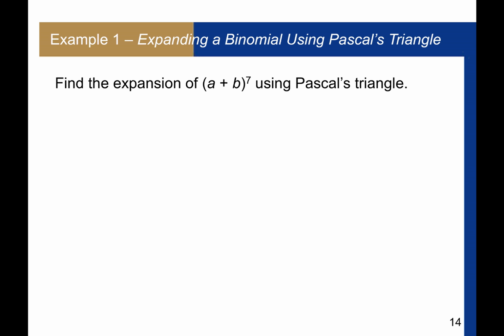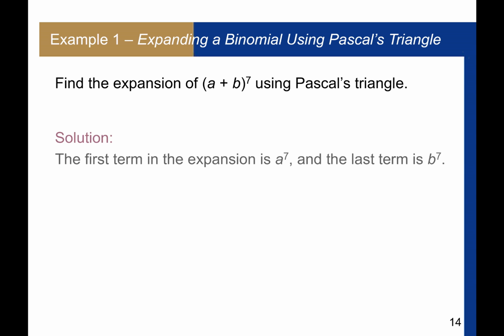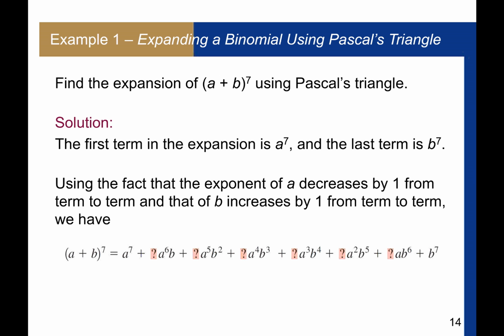So let's try (a + b) to the seventh using Pascal's triangle. Now it's one thing when you have Pascal's triangle handy. We know the first term is a to the seventh. We know the last term is b to the seventh. We know it should progress in the pattern from a to the seventh to a to the sixth, b to the first, a to the fifth, b to the second, a to the fourth, b to the third, a cubed, b to the fourth, a squared, b to the fifth, a to the first, b to the sixth, b to the seventh.